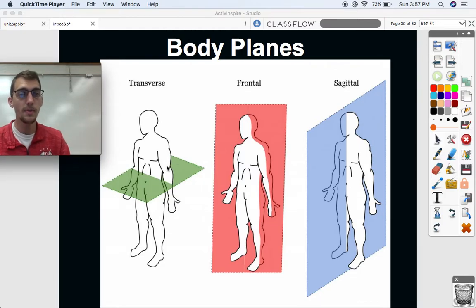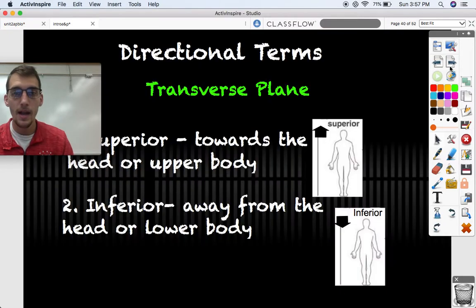Here's the transverse plane, once again dividing the body into top and bottom, or as we're about to find out, into superior and inferior. Here's the frontal plane, dividing the body into front and back, or also called anterior and posterior. And then finally the sagittal, or if it's right in the middle, it's called the mid-sagittal plane, dividing the body into left and right, or lateral and medial. All right, we're going to talk about what those words are in just a minute.